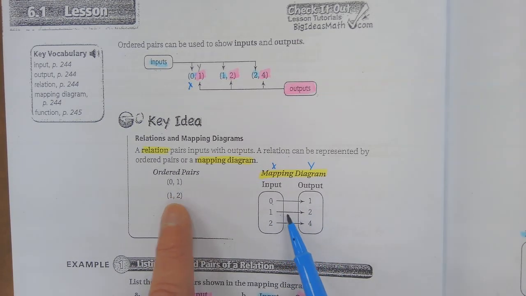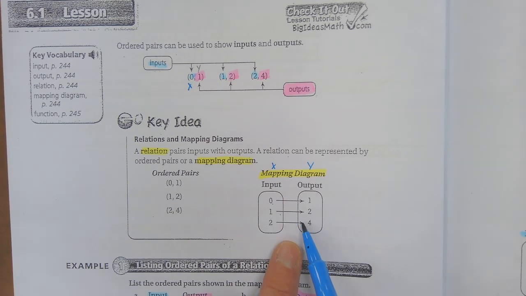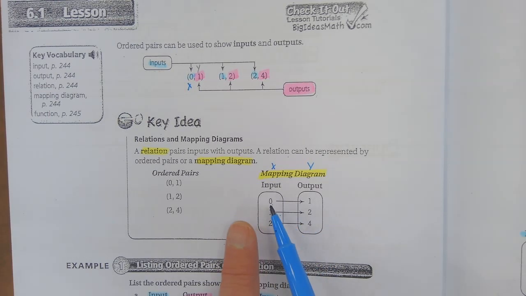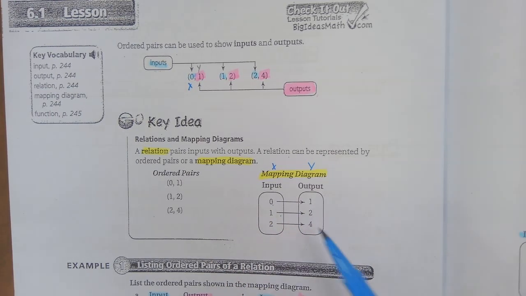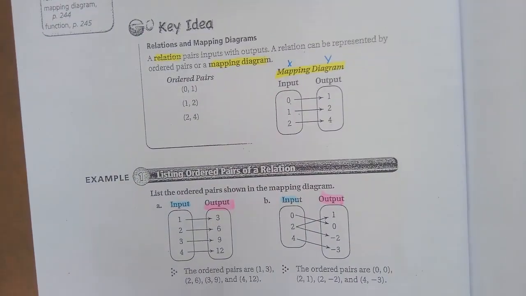So 0 goes to 1, 1 goes to 2, 2 goes to 4. Notice that these are arrows and they're pointing towards the output. There's not an arrow on this side because it doesn't go back and forth. It just goes from input to output. So that's really important that the arrows are going that direction.